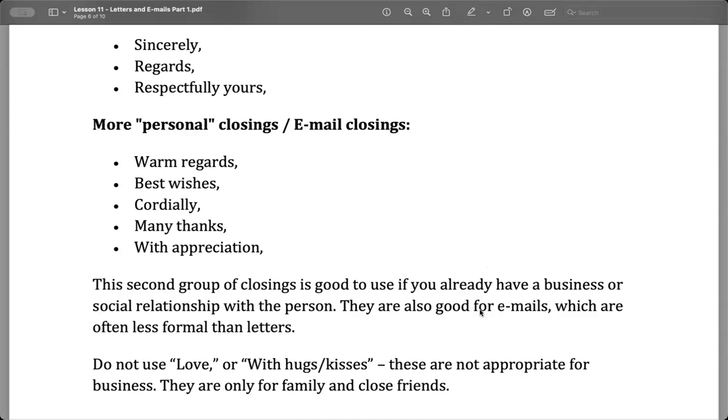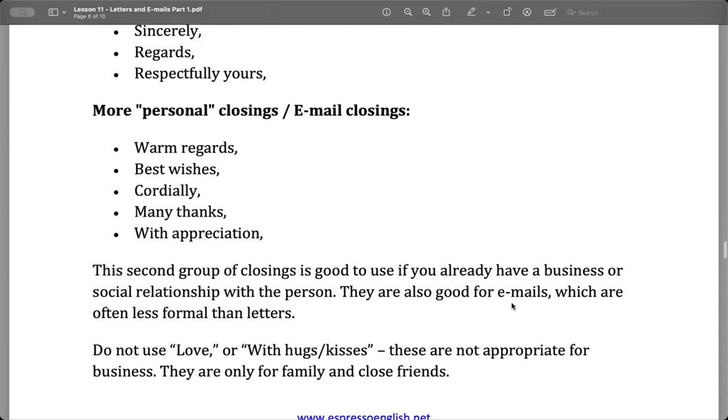Do not use love or with hugs and kisses. Hugs and kisses are not appropriate for business. They are only for family and close friends.